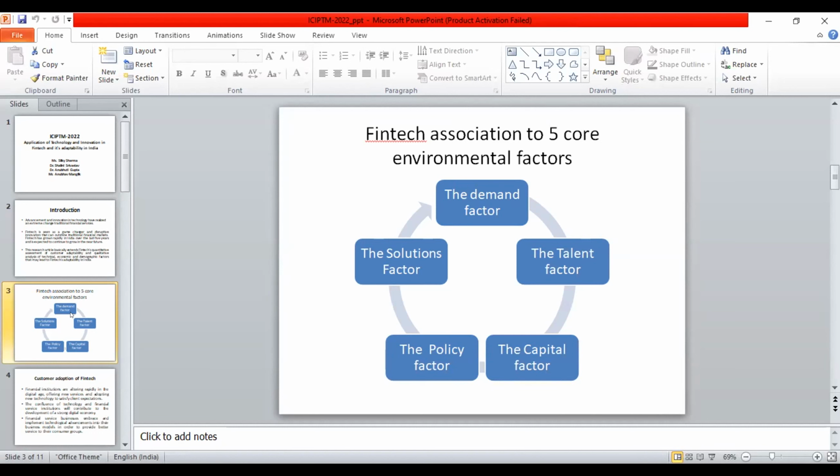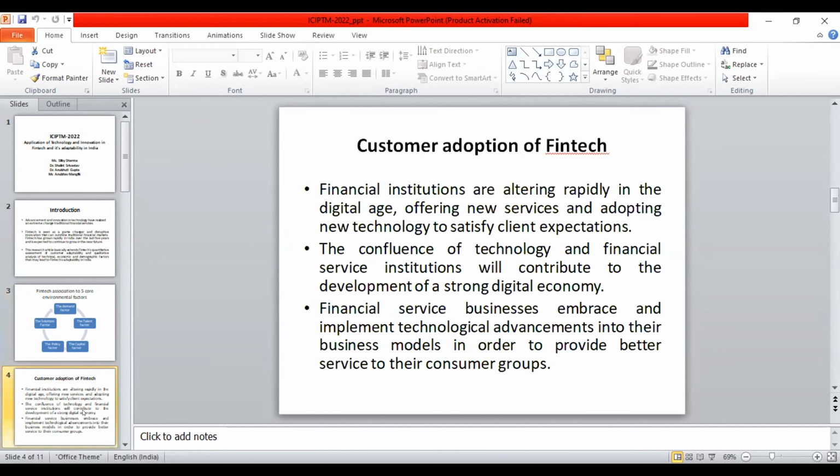Besides that, the solution factor is also very much applicable in academic institutions. All the online sessions, all the online discussions, everything was a part of the fintech, customer adoption of fintech.